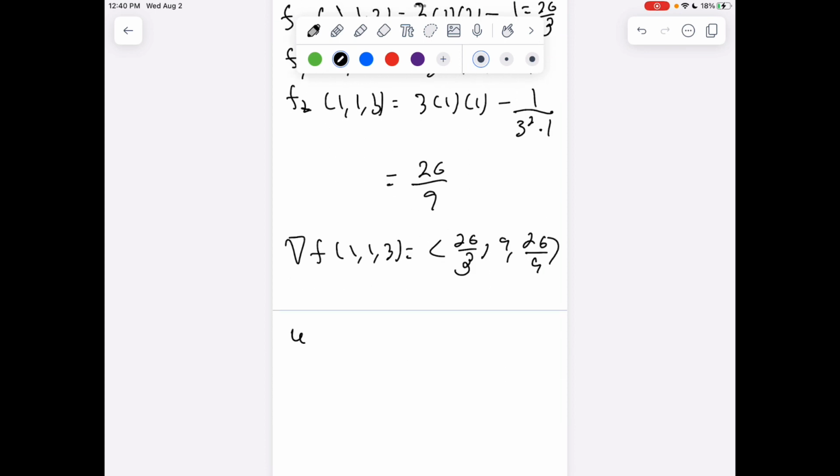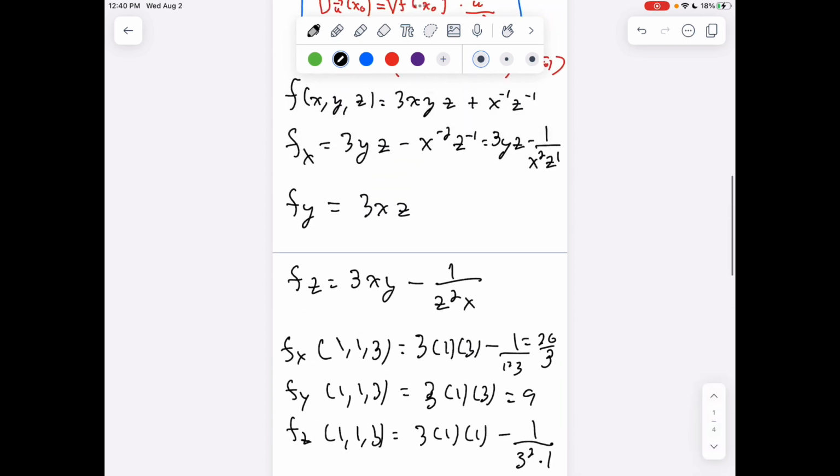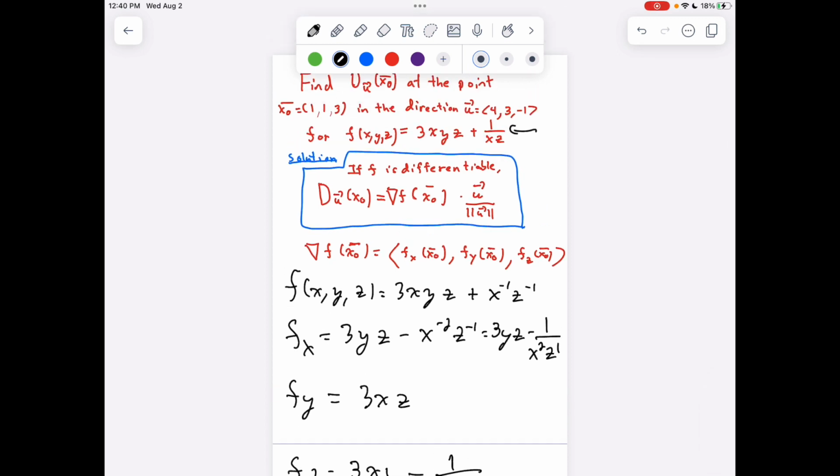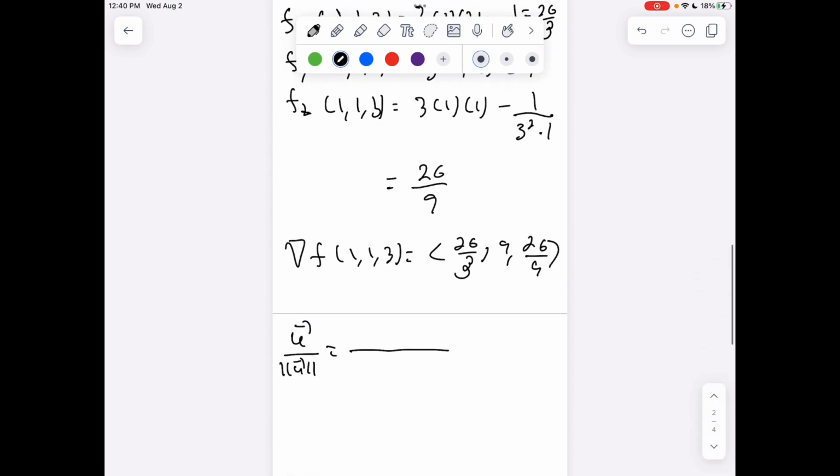And then what you have to do is form the vector part of the definition, where we have u over the magnitude of u. I'd have to go ahead and find the magnitude of (4, 3, negative 1), which would be the square root of 4 squared plus 3 squared plus negative 1 squared. So that's the square root of 26, and you would take your vector (4, 3, negative 1) and multiply it by 1 over the square root of 26.